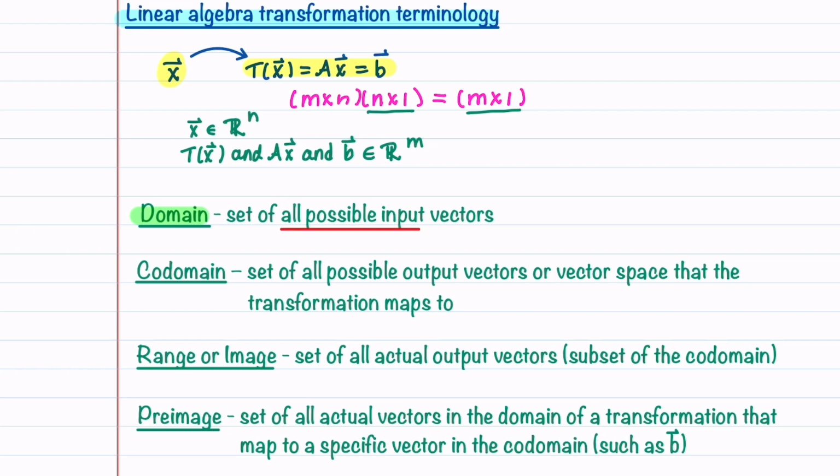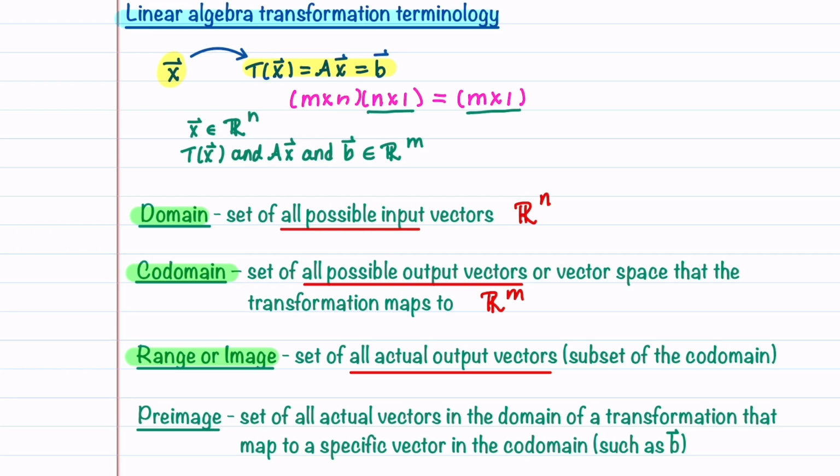Referring to our transformation above, that's the set of vectors Rn. The codomain is the set of all possible output vectors, or the vector space that the transformation maps to. In our transformation above, that's equal to Rm. Now let's look at the range or image. That's the set of all actual output vectors. Notice that now we're talking about actual instead of possible. This is also a subset of the codomain.